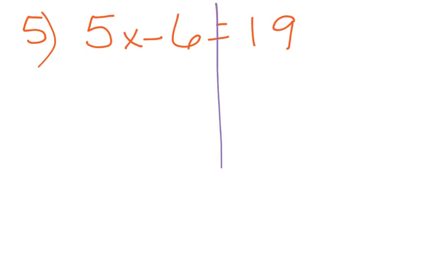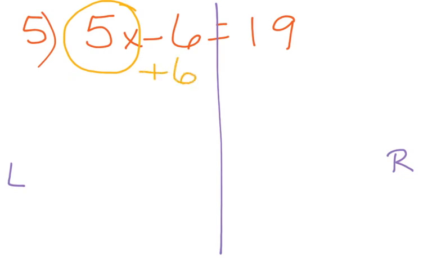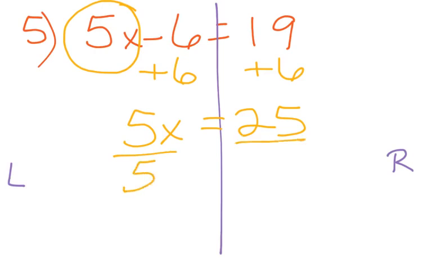All right, number 5. 5x minus 6 equals 19. Line down the middle, dividing it into the left and right sides of the equation. Finding my x, it's in this group. The x and the 5 are a group. They are a term. I'm going to isolate that term by doing the opposite of subtract 6, which is add 6. That will isolate that group with the x in it. And then the opposite of multiplication is division, so x should equal 5.